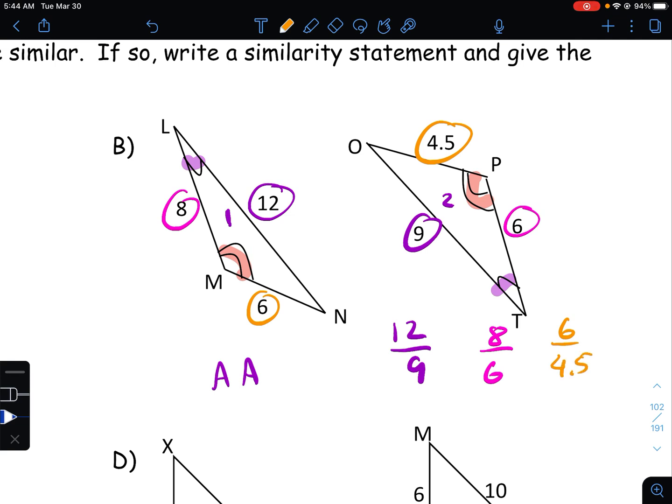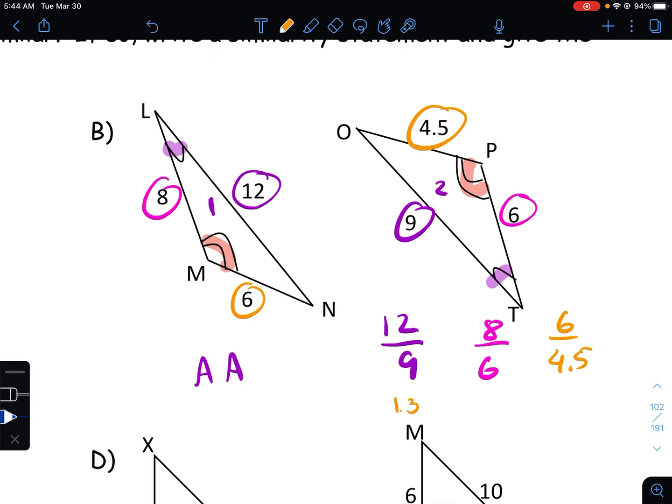And when we plug that in, we get 12 divided by 9, which gives us 1.3 repeating. 8 divided by 6, which gives us 1.3 repeating. And 6 divided by 4.5, which gives us 1.3 repeating. Now, technically, we didn't need to do this check, because we already had it by angle, but I'm just showing you again how to check those ratios.